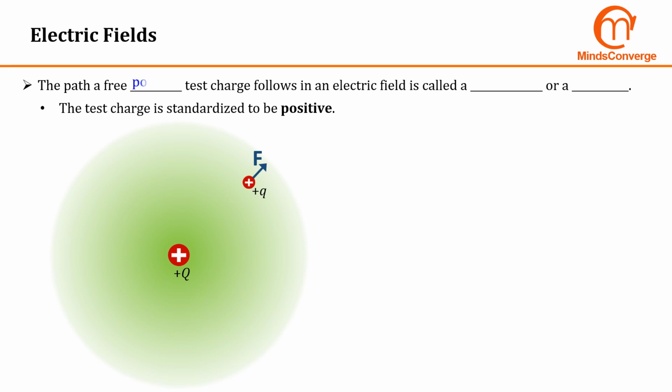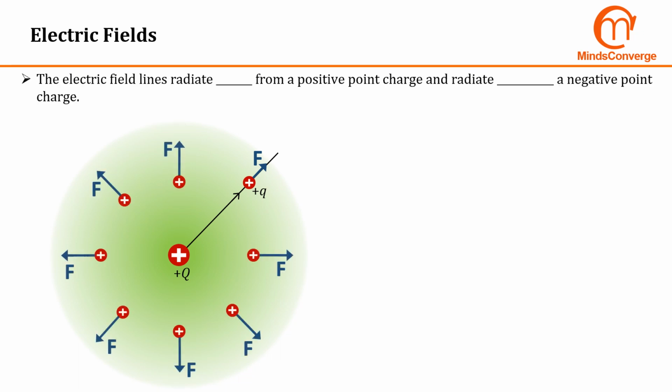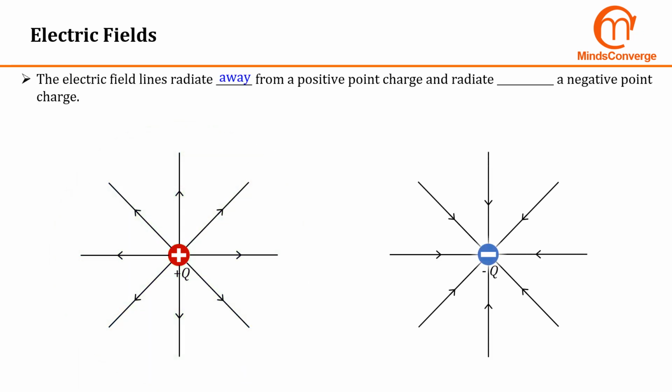The path a free positive test charge follows in an electric field is called a line of force or a field line. Electric field lines or lines of force are imaginary and are used to help us visualize electric fields. The direction of an electric field line is the direction a positive test charge would move along. So, the electric field lines radiate away from a positive point charge and radiate towards a negative point charge. A negative charge feels a force in the direction opposite to the electric field.